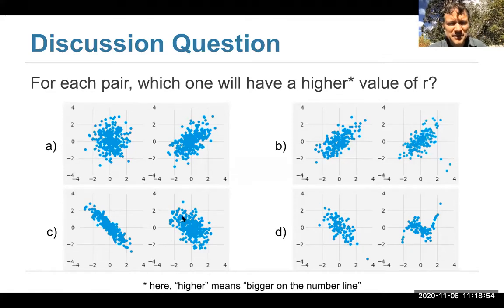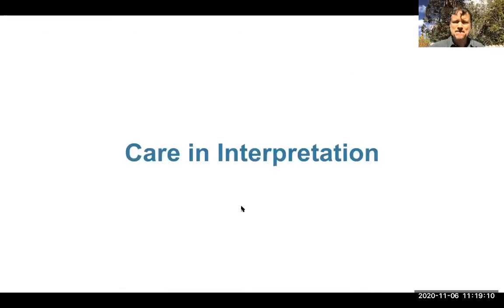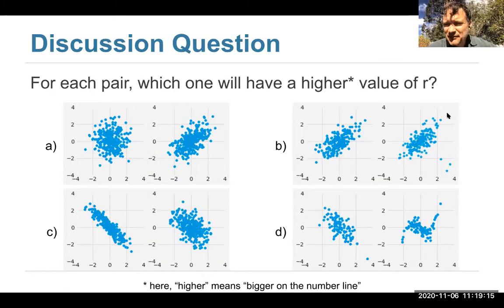Why is C the right one? Because even though there's a weaker correlation in the right one, it's actually a larger value of R. It's like maybe -0.5 versus -0.8, and -0.5 is larger. Okay. Why is D right? Similar reason. Probably about -0.5 for the left one, probably about 0 for the right one. So 0 is larger than -0.5. Little tricky. Yeah. All right.